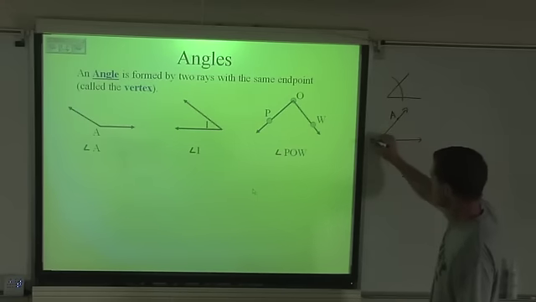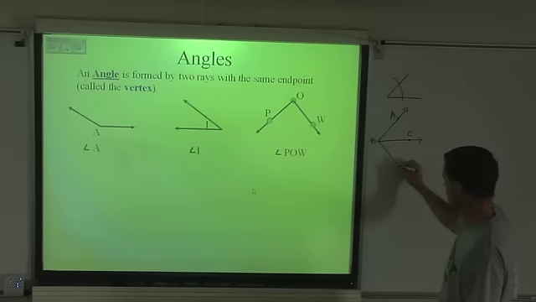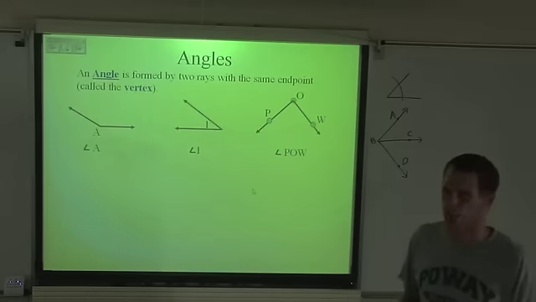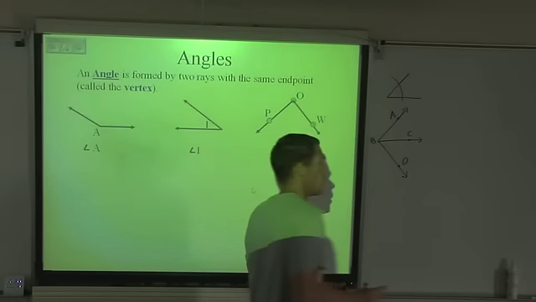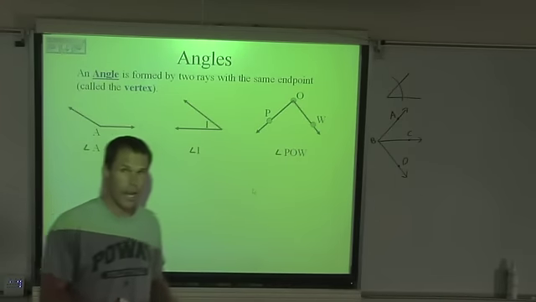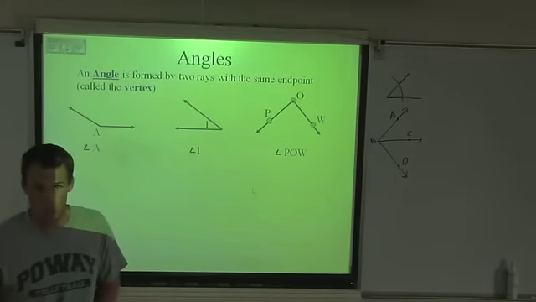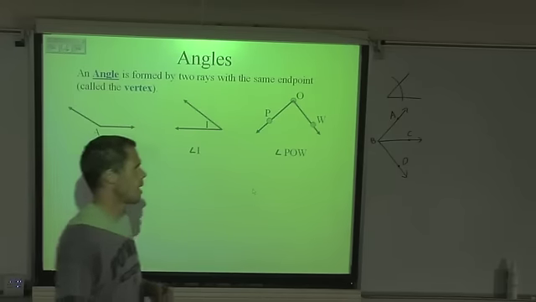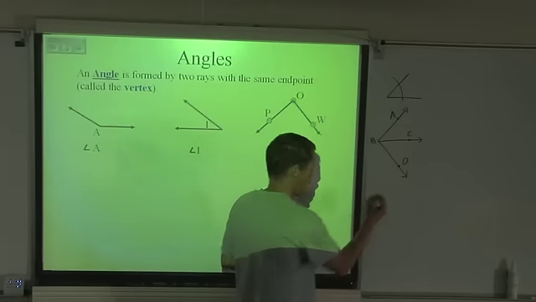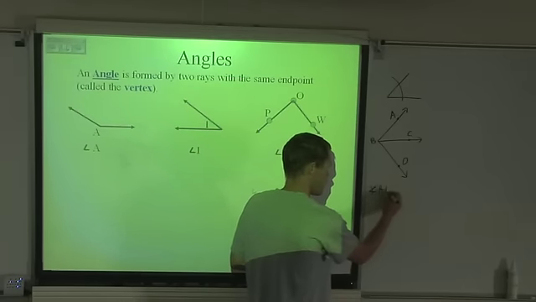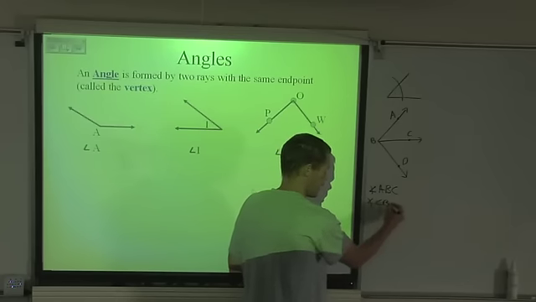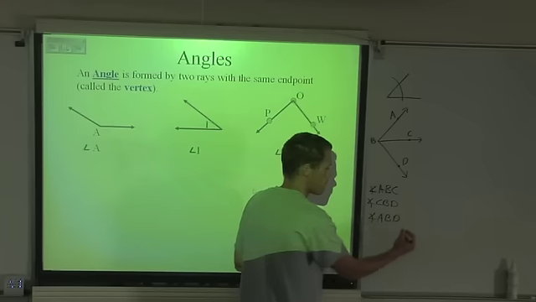Point A, point B, point C, point D. At this point, there are three angles in this picture. There are not just two angles. And even if there were, if I said angle B, you would not know which one we're talking about. There is angle ABC. There is angle CBD. And there is also angle ABD.